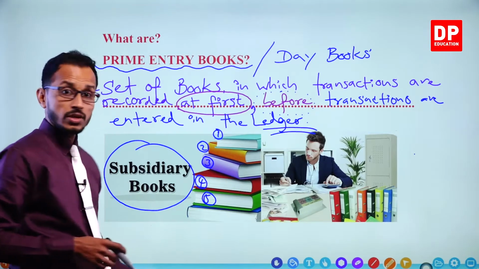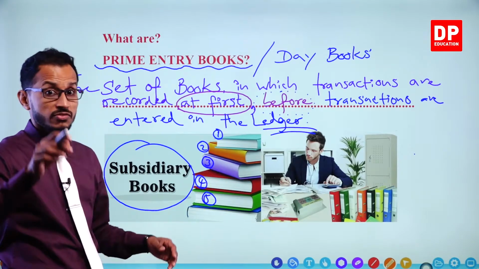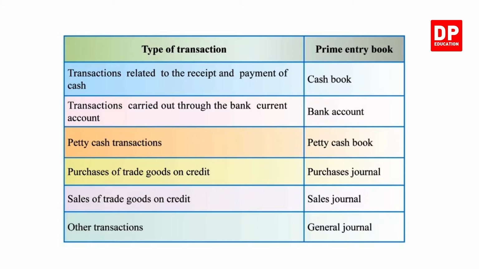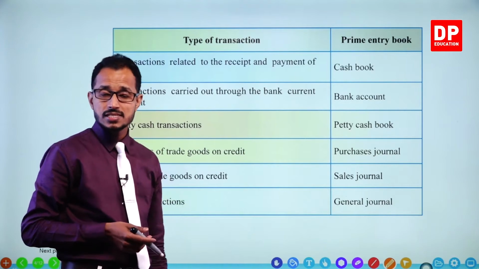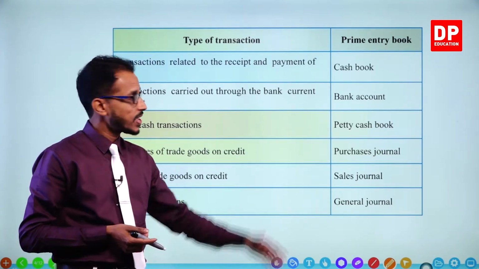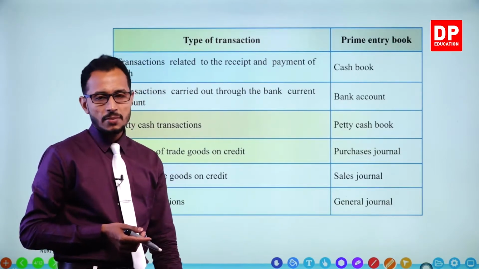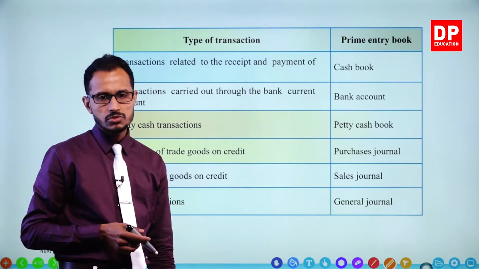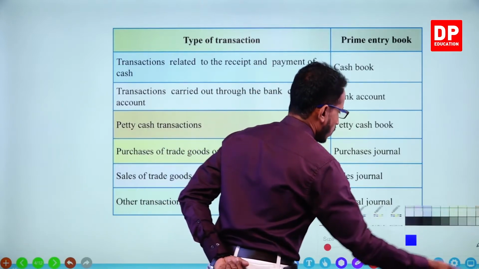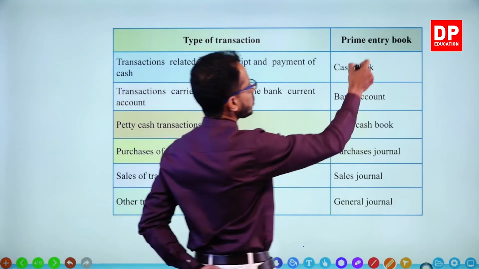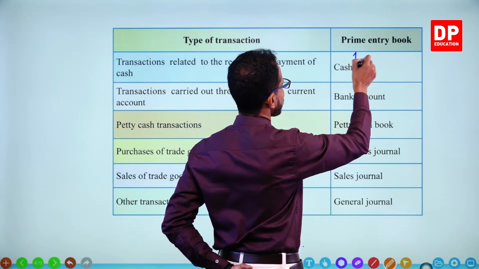Well, let's find out how the transactions are recorded in which books. What are the main prime entry books? Here you go, children. This page is from the textbook, and this table is in your textbook. It shows the main prime entry books, the types of prime entry books. All right. First, we have the cash book.